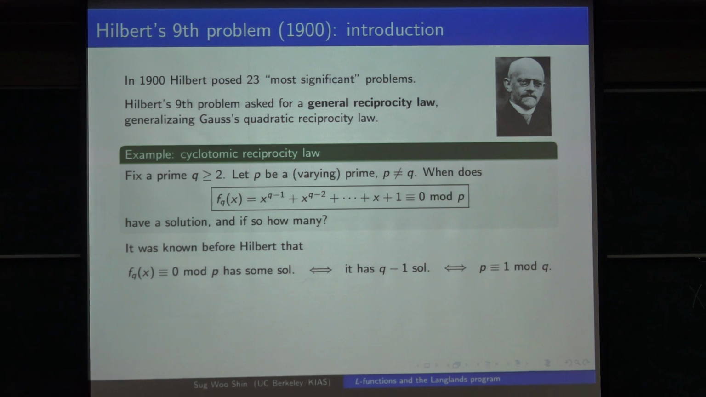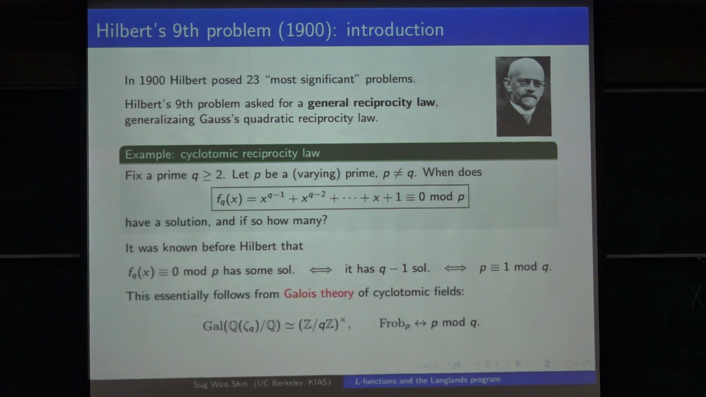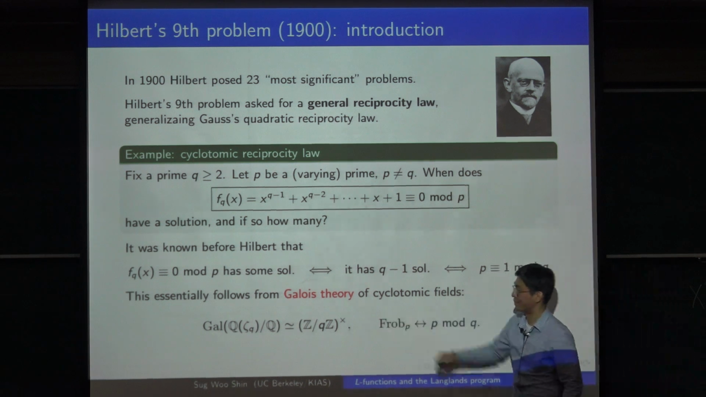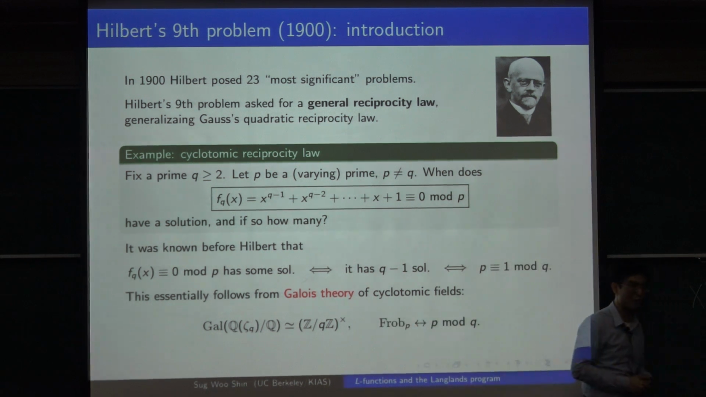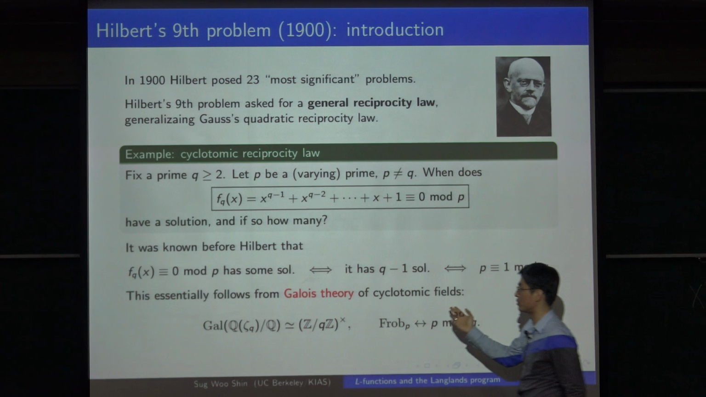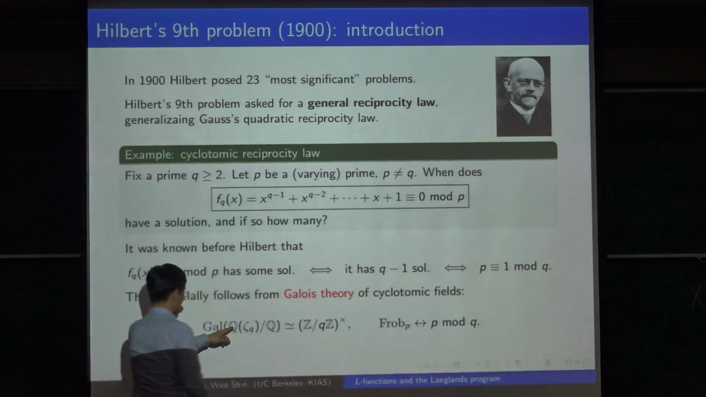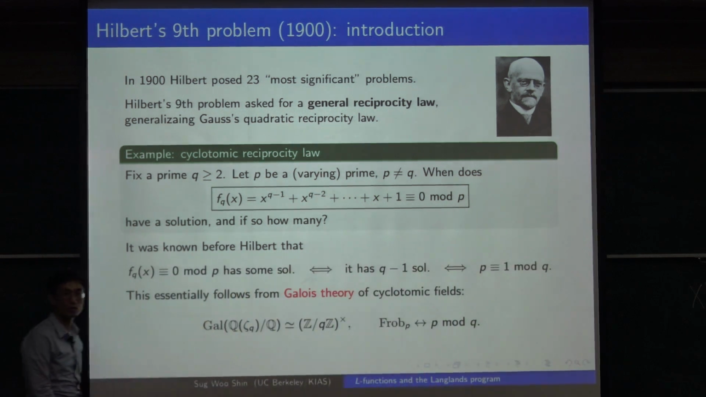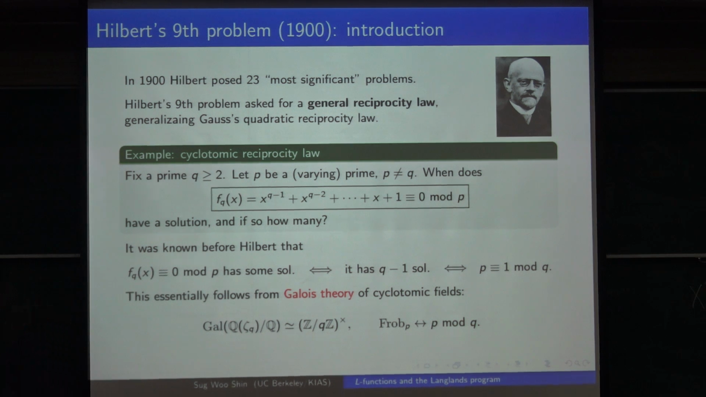The main point is this, that you usually see in an undergraduate algebra course. It essentially follows from, well, Frobenius elements are usually defined in a graduate number theory course, but it essentially follows from Galois theory of cyclotomic fields. Cyclotomic fields mean an extension of Q you generate by roots of unity. And zeta_q means the primitive q-th root of unity, a primitive root of x^q minus 1.